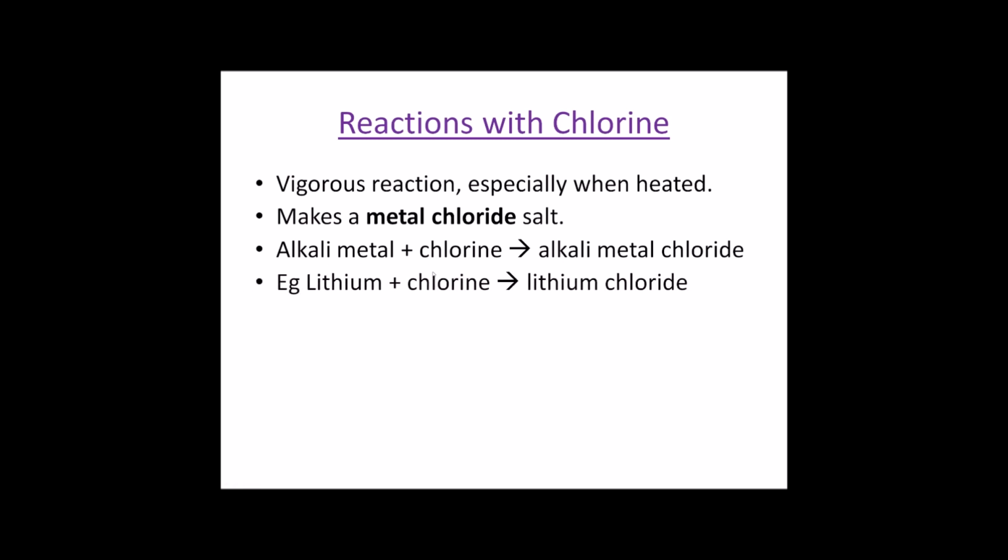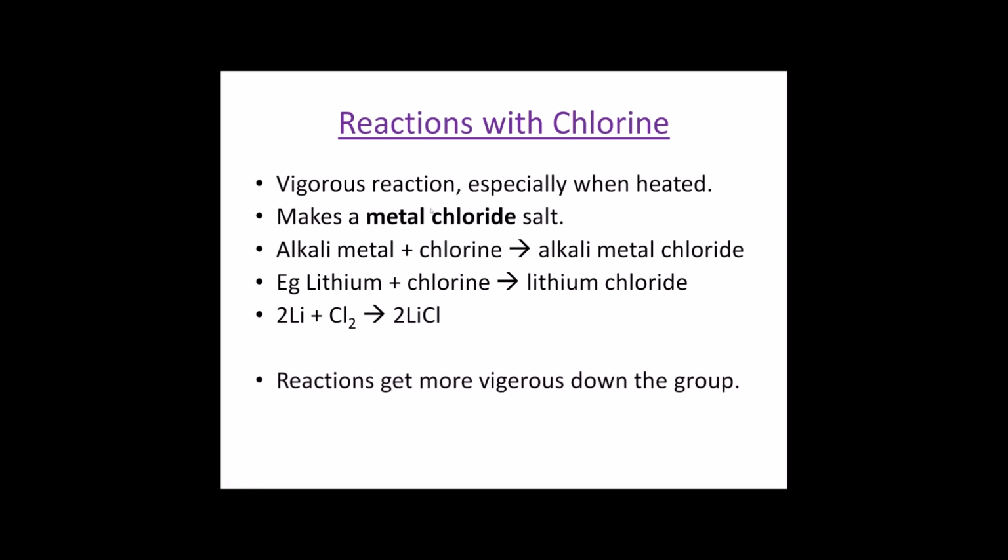Example, lithium plus chlorine makes lithium chloride. Potassium plus chlorine would make potassium chloride. Again, you can just substitute it. The symbol equation, 2 lithiums plus 1 chlorine, Cl2, because again it goes round in a pair. Chlorine always goes round in a pair when it's a gas. So by itself, you never see Cl by itself, it's always Cl2. And that makes 2 lithium chlorides.